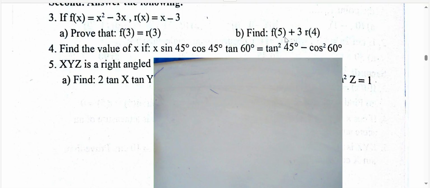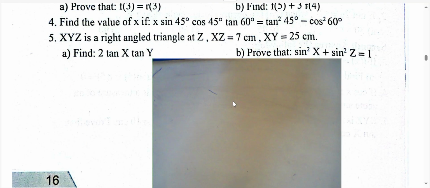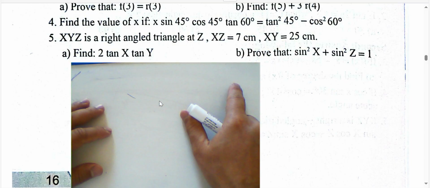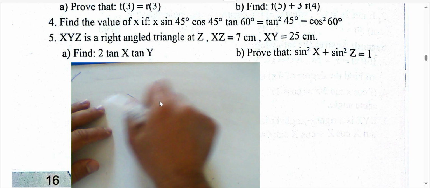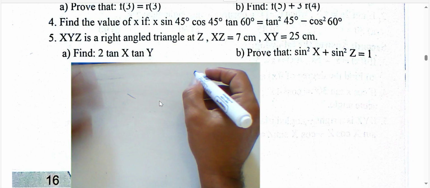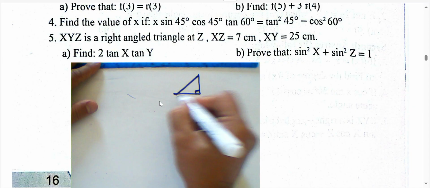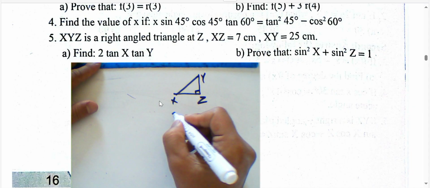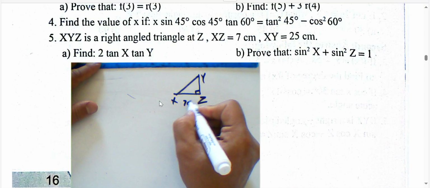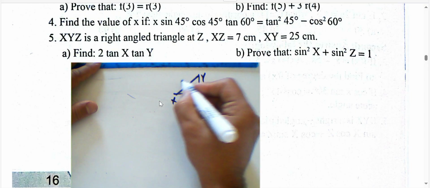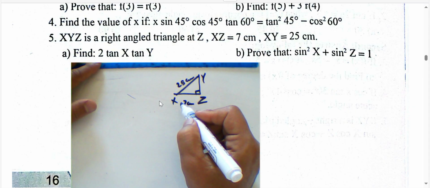Next example. We have a right angle triangle. Prove that, letter B, and letter A, find 2 tan x product by tan y. We have a right angle triangle at Z. We can draw the right angle triangle here at Z, with x, y, and Z. And xz is 7 centimeter and xy is 25 centimeter. We can find yz from Pythagoras theorem.